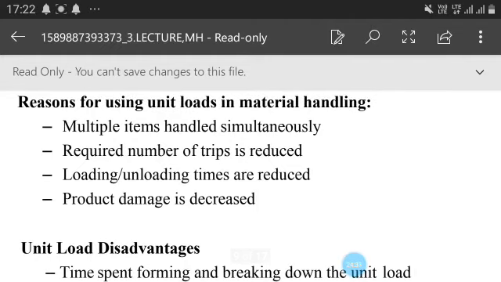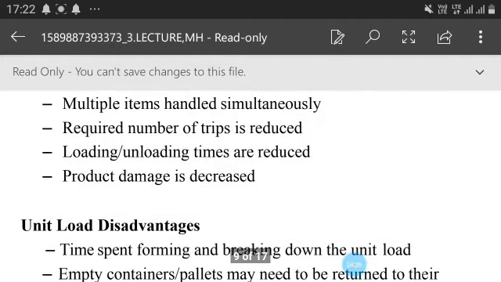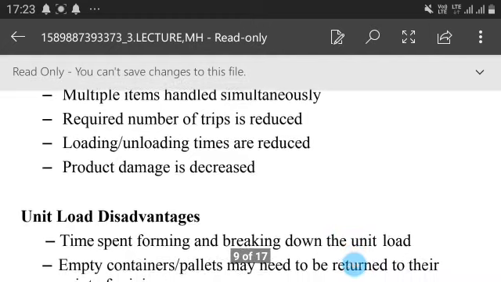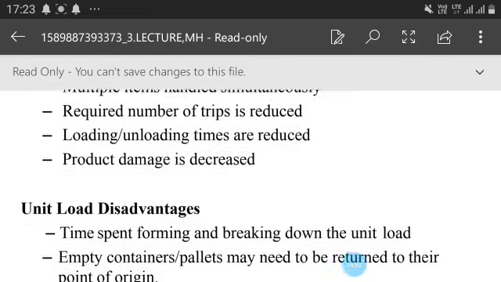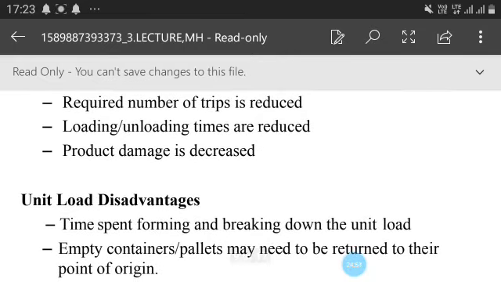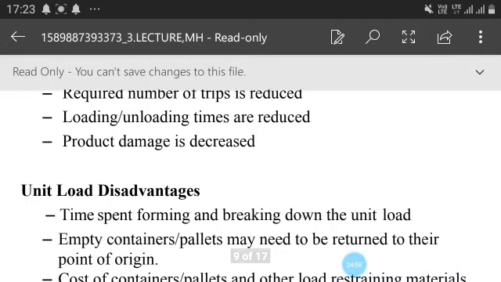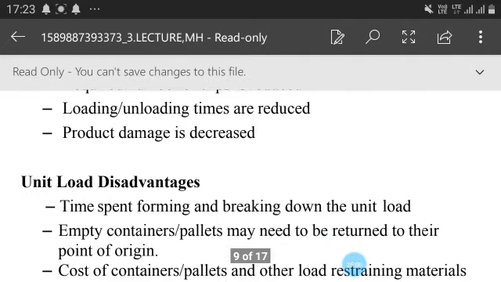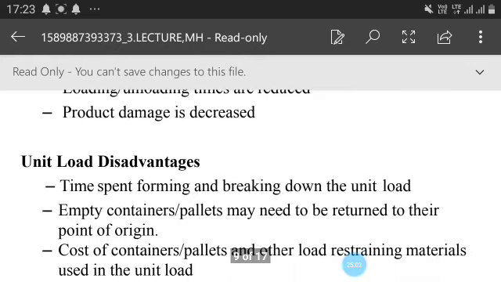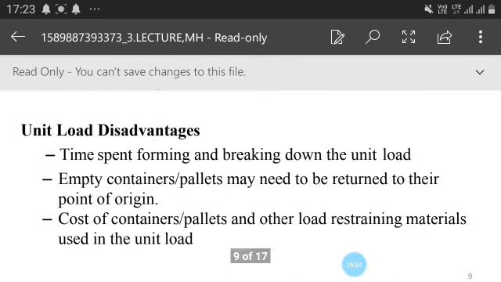Another thing is that the required number of trips is reduced. These items are considered as one, and you transfer them in one trip, so the number of trips is reduced in unit loads. The loading and unloading times are reduced, and the product damage decreases. And there are also many disadvantages of unit loads.